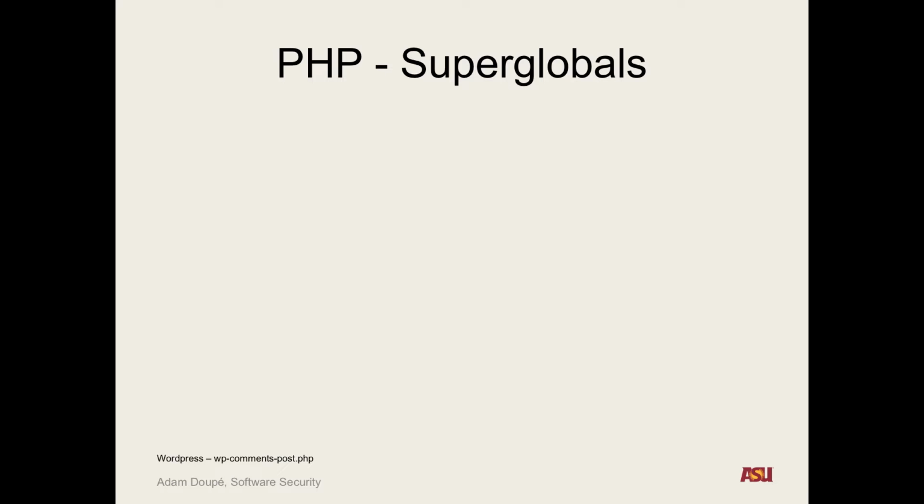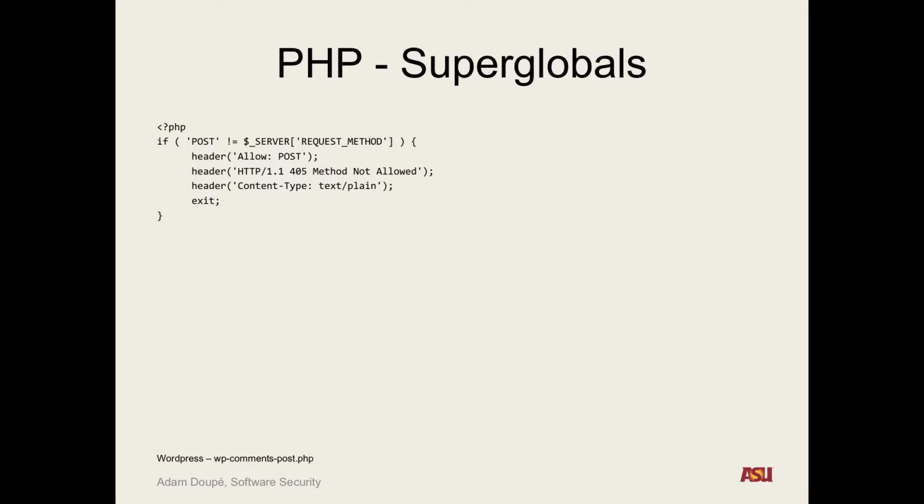Okay, so super globals. Super globals are these $_ variables, like $_GET, $_POST, $_SERVER. These are special variables that the PHP interpreter creates for the PHP application based on the HTTP request. And the tricky part is they're accessible by any piece of code that executes in the application.